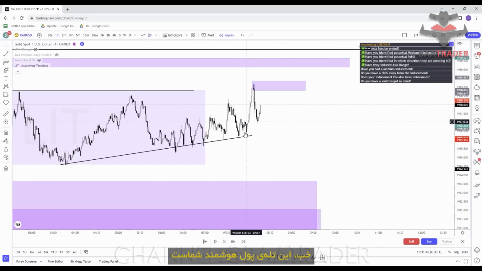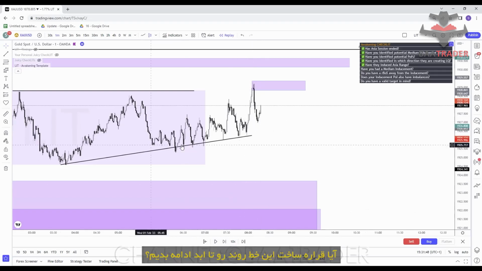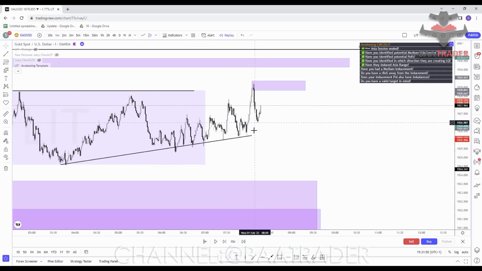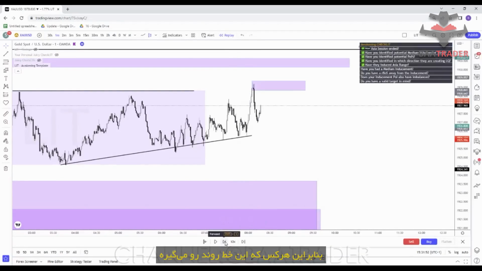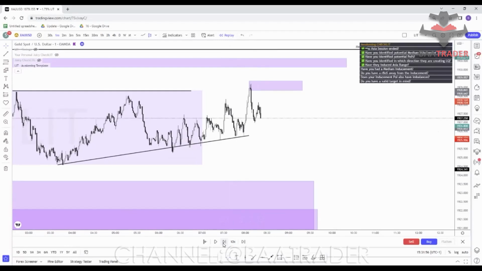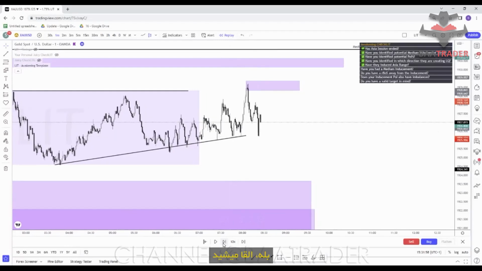Okay, that's your smart money trap. Why? Are we going to really create this trend line forever? Likelihood is not. So anyone that takes that, they get induced. So yes, you get induced.